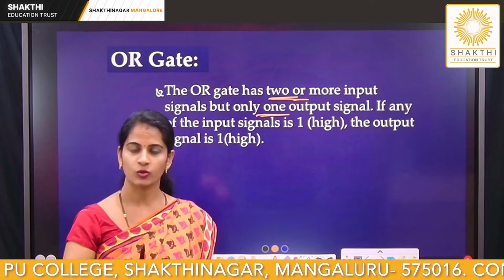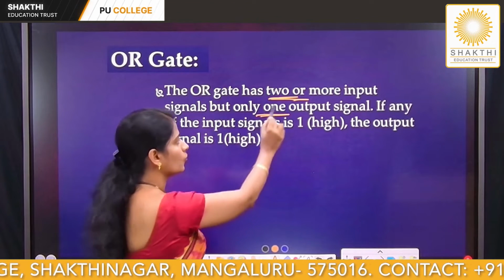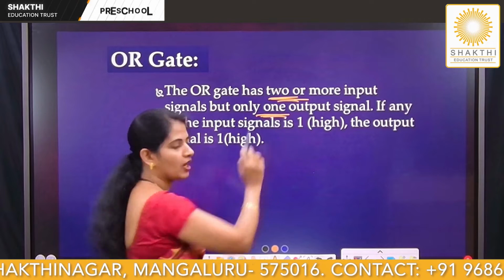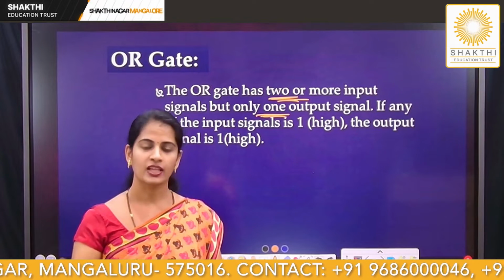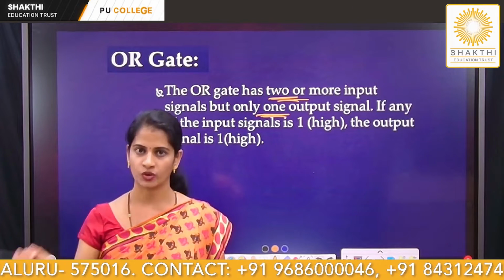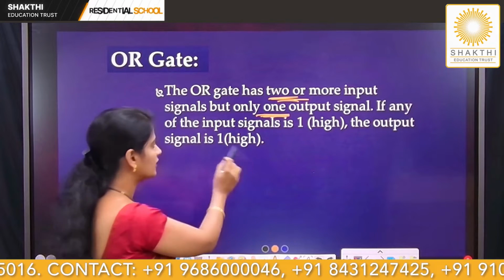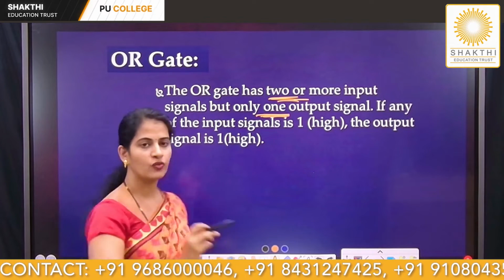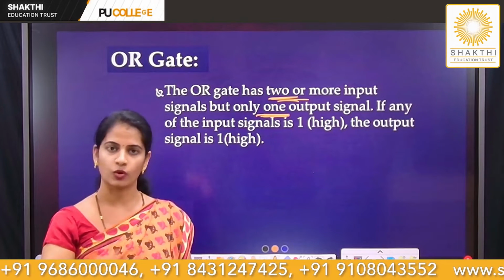An inverter gate takes only one input signal and gives one output signal, but all the other gates take 2 or more input signals and produce one output signal. So you cannot design an OR gate, or any of the other gates, with one input signal. You should have 2 or more input signals, and it always produces one output signal. The output signal is high if any of the input signals is high. Let's see while drawing the truth table what that means.